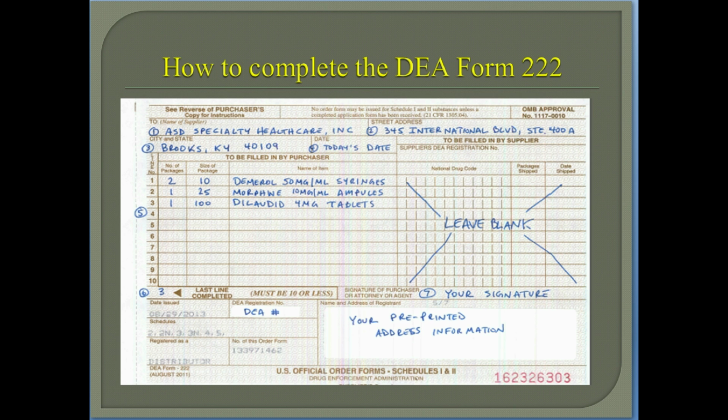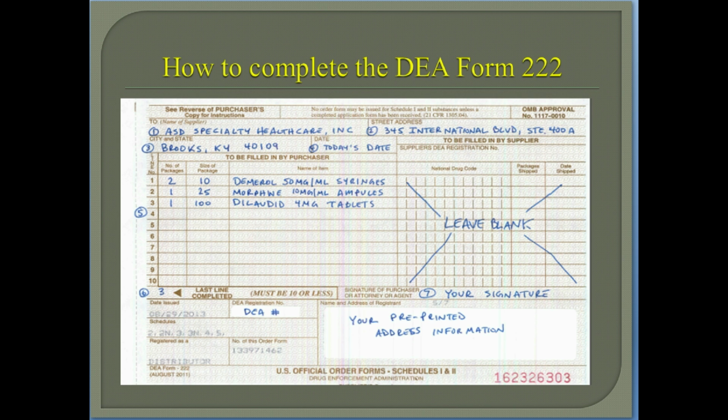In step 1, we have the name of the supplier. Our supplier in this case is ASD Specialty Haircare. Step 2 goes the street address of the supplier. Our supplier address in this example is 345 International Boulevard, Suite 400A. Step 3 goes the city and state of the supplier. And step 4 is the date you are placing your order.